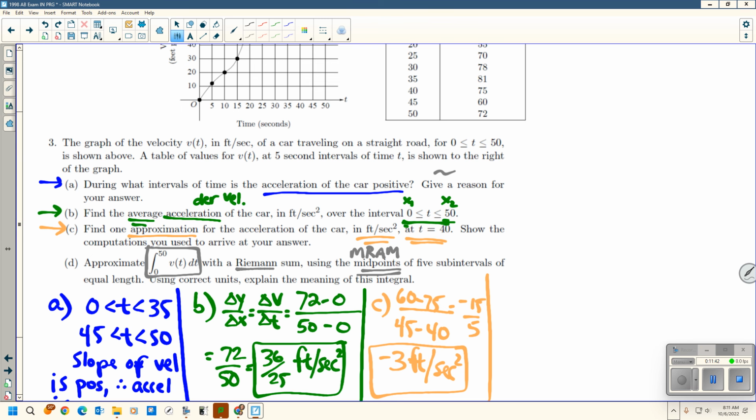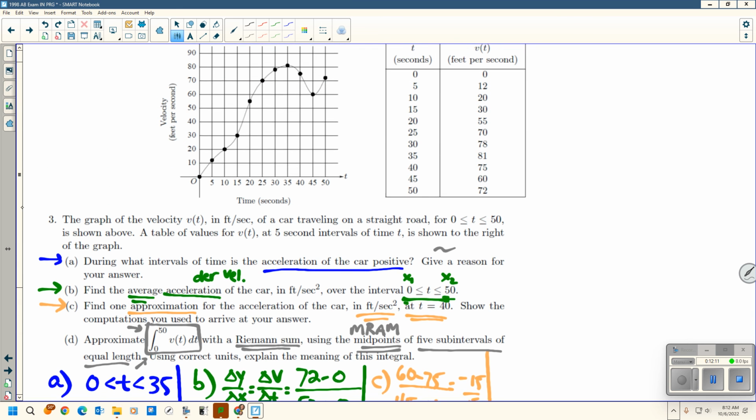Because a Riemann sum means we're adding up, we're going to use LRAM, RRAM, or MRAM. In this case, it's MRAM for midpoints. 5 subintervals of equal length. So if I go from 0 to 50 and divide that into 5 equal parts, each part is going to be 10, because 5 goes into 50 10 times.